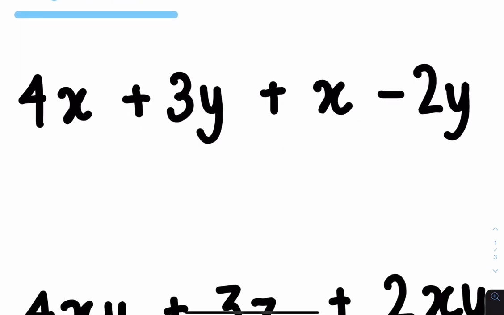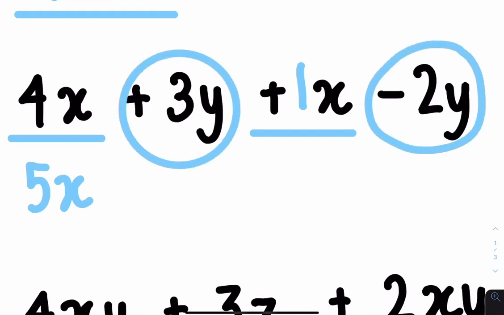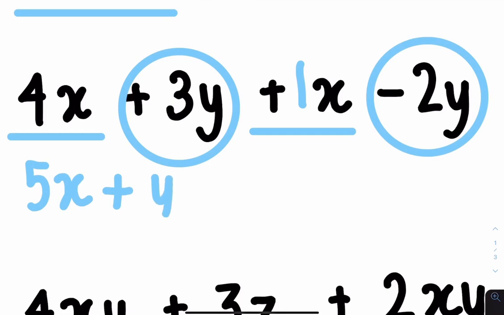If you have 4x plus 3y plus x minus 2y, to collect like terms, collect all the x's together and all the y's together. So we have 4x plus x. Remember, if there's no number in front of it, it's just a 1. So 4x plus 1x gives you 5x. Now we have plus 3y minus 2y. Plus 3y minus 2y just gives you plus 1y, which we just write as plus y.